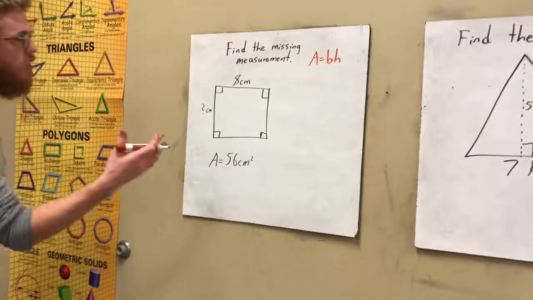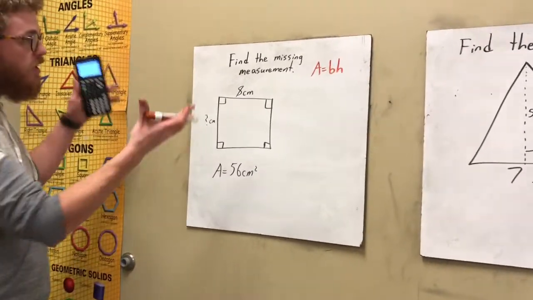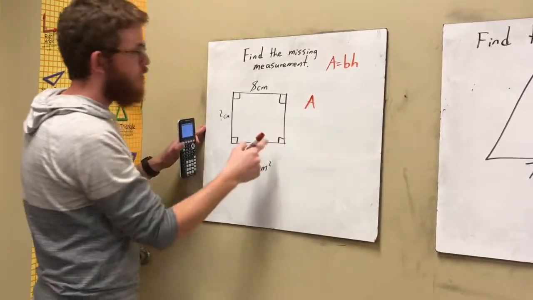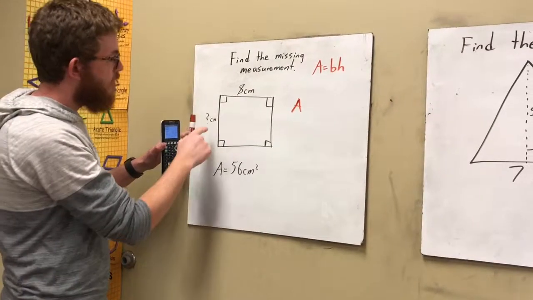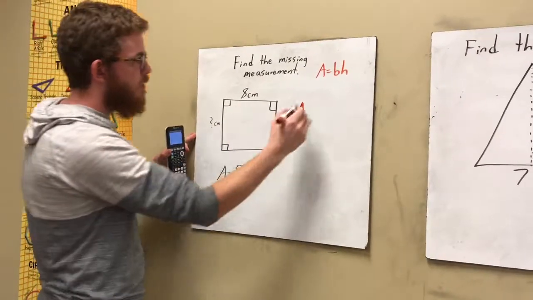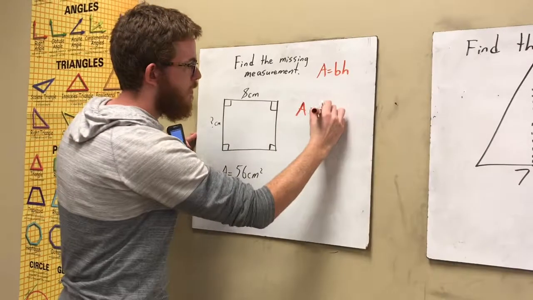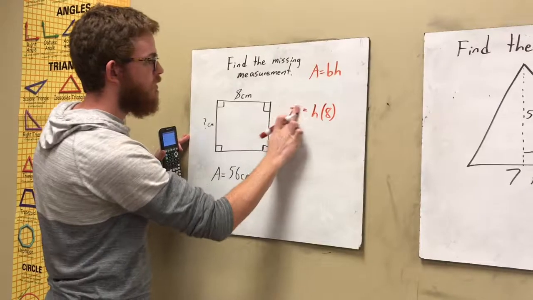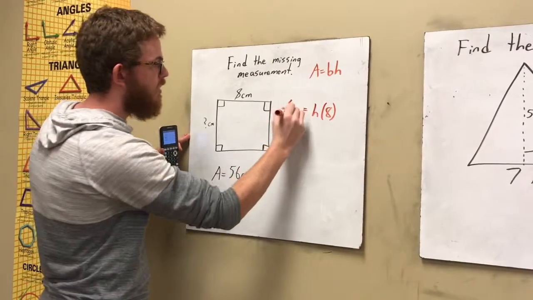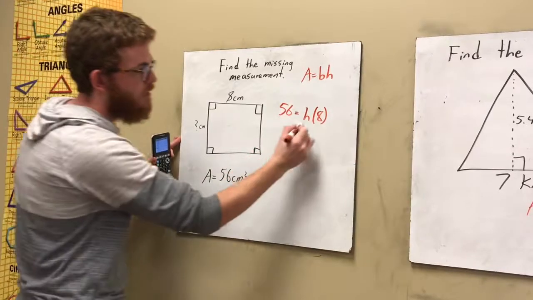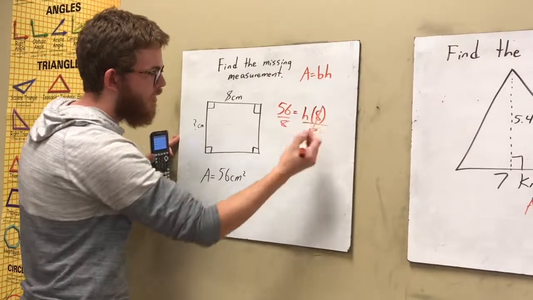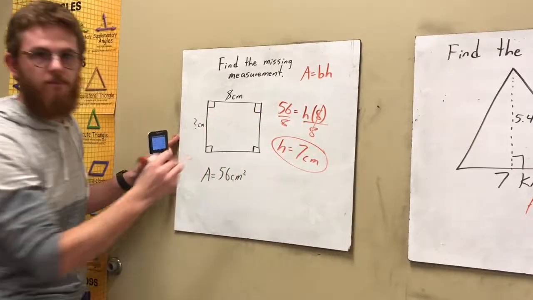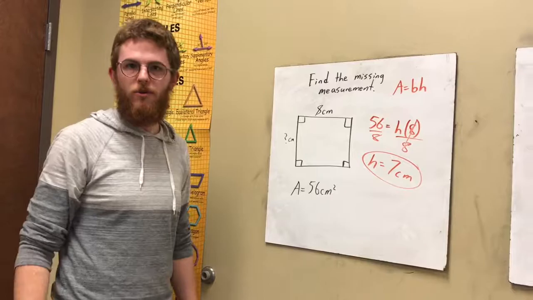Finally, if we want to find our missing measurement, well, we can use our formula. Plug in what we know. Well, to find the area of a rectangle, it's base times height. So I know I'm missing this height right here. And my base is 8 centimeters. My area, I know, is 56. Well, to find the height, I just solve for it. And so my height comes out to be 7 centimeters. All right. That's a little review going into geometry.